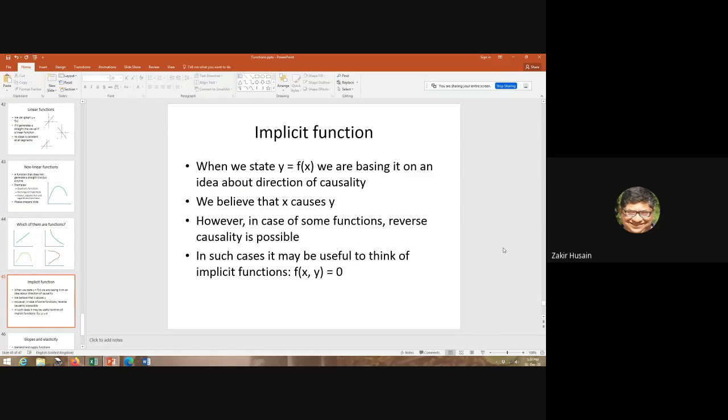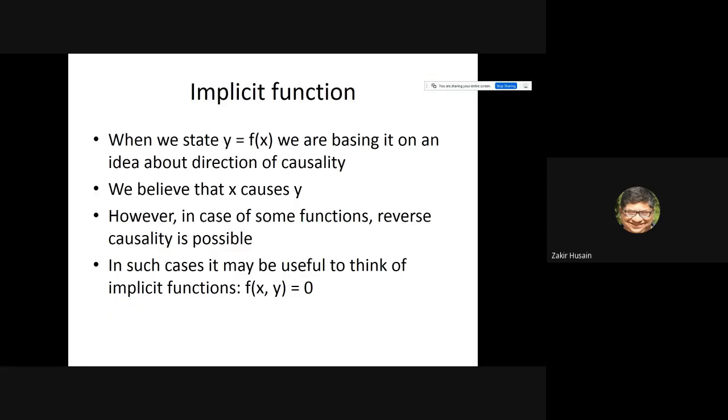Which of them are functions? You know that. Next, you remember that I told you that you're mixing it up. One of you said that x is equal to y plus 1, something like that. See, sometimes we can have what is called reverse causality. For instance, let us say that your income increases. In that case, will you purchase more of a commodity?